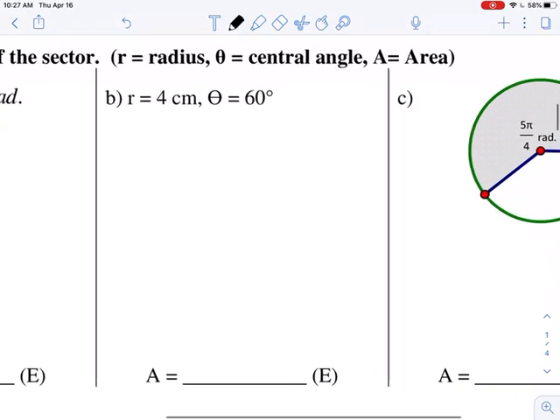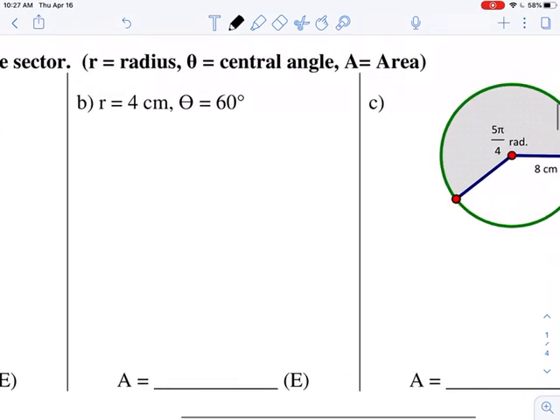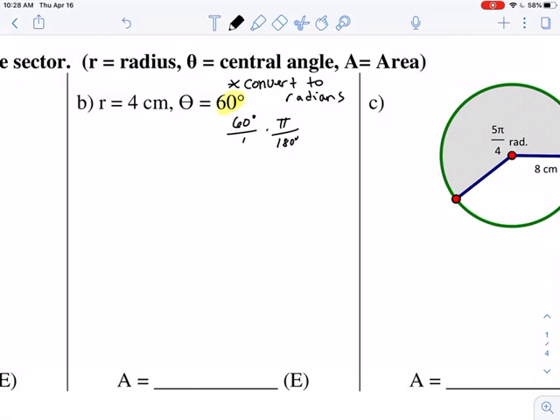Okay. Example B. Same thing, but remember what I said. We have to use radians to do this. So this is in degrees. So I'm going to need to convert this into radians for this formula to work. So if you remember how we did this, this is what we did last week. We're going to multiply 60 over 1 times pi over 180. All right, so that ends up with 60 pi over 180.